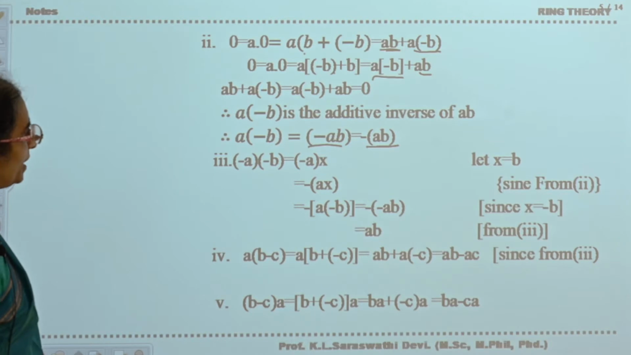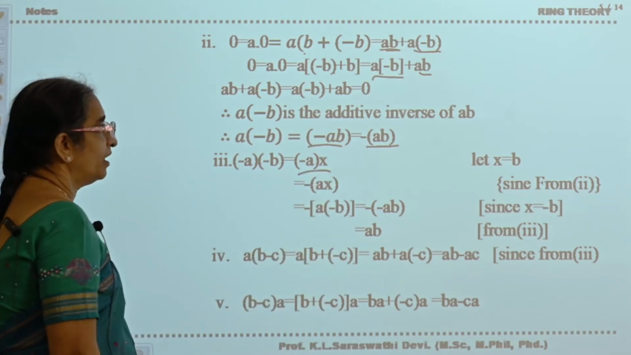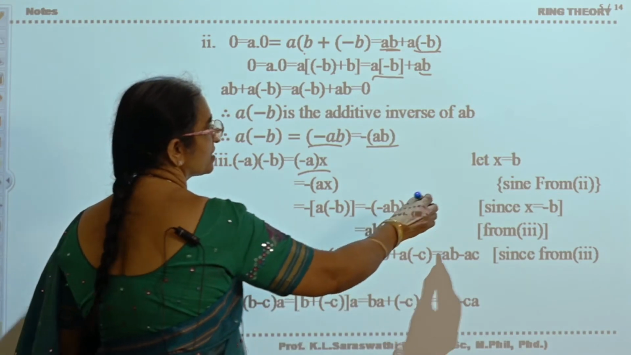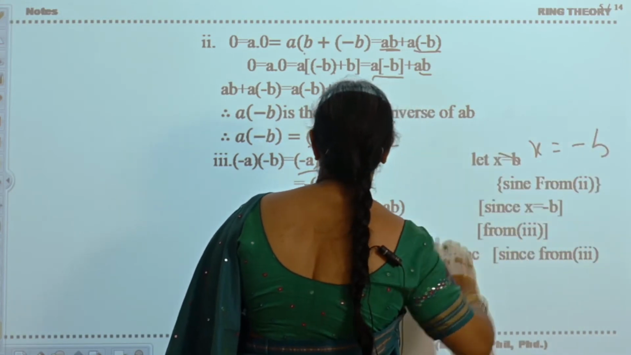Now see, (-a)·(-b) = (-a)·x. Let x = -b. This is not b; x = -b you have to take.